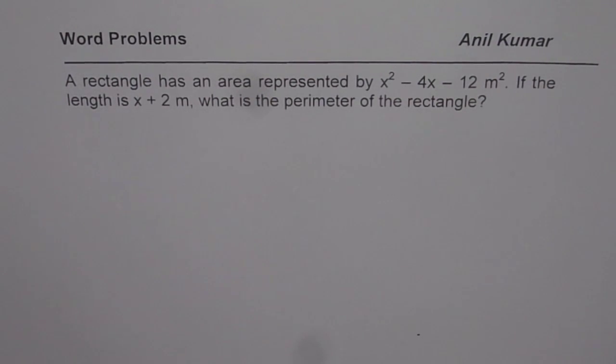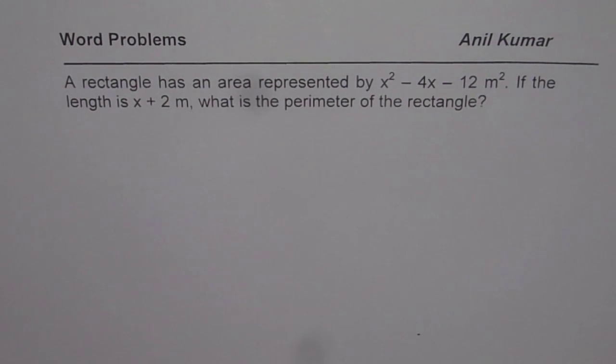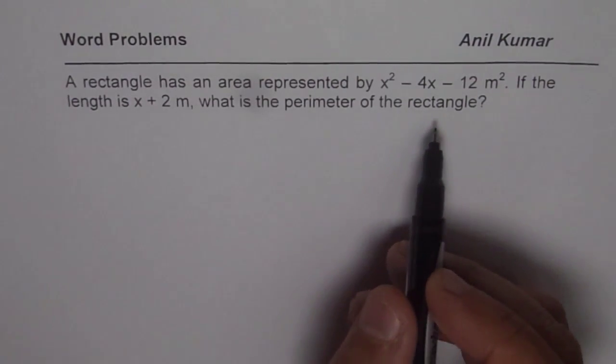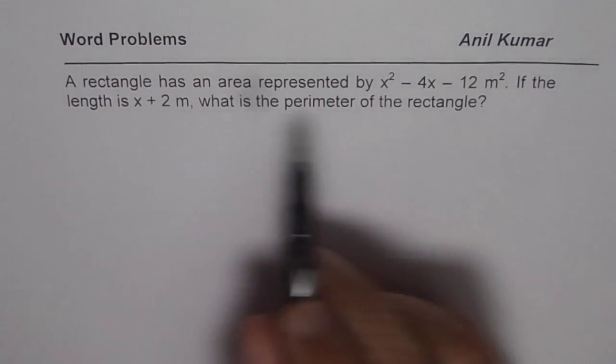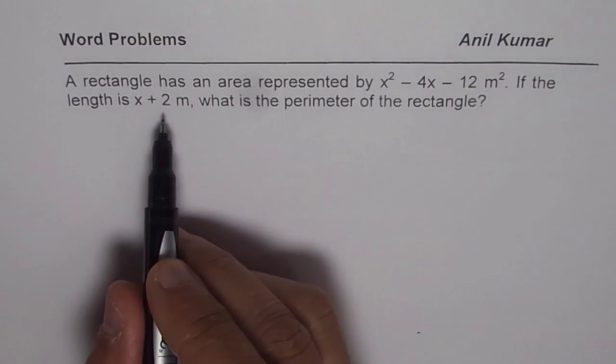The question here is, a rectangle has an area represented by x squared minus 4x minus 12 meters square. If the length is x plus 2 meters, what is the perimeter of the rectangle? So, to find the perimeter, we need to find both length and width. Length is given to us, so now the question is to find the width.